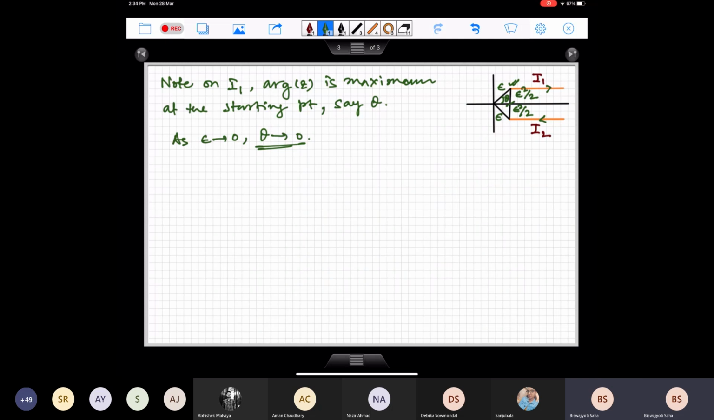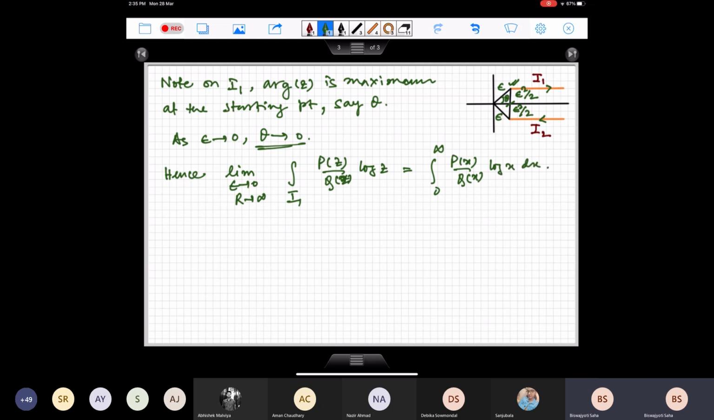So on I1, let us try to see what I'm getting. Hence, limit epsilon tends to 0, r tends to infinity, integral over I1 pz by qz log z. This quantity is becoming integral 0 to infinity px upon qx log x dx. So that's something which I get.